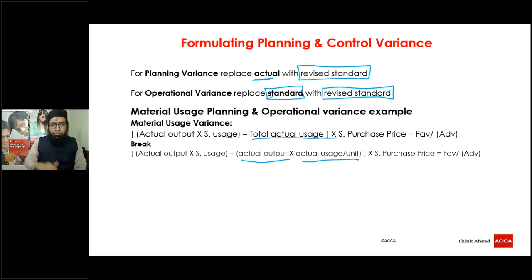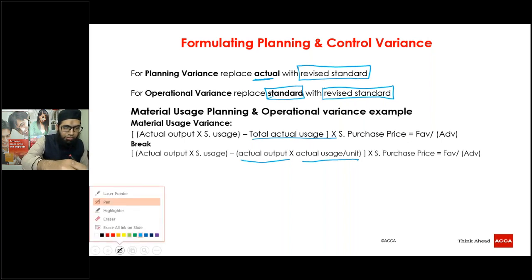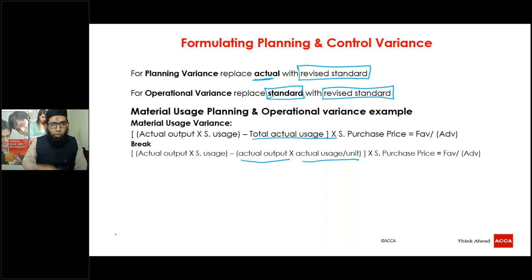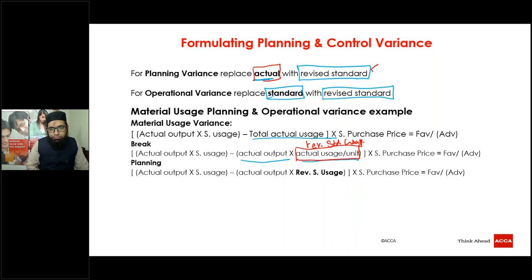Now, if we want to calculate the planning variance, what should we do? We should replace the actual with revised standard. That means in usage variance, wherever there is actual usage per unit, I will replace it with revised standard. So in the formula, if I have to calculate the planning variance, this actual usage per unit will be replaced by revised standard usage. So this is how it's done. The remaining formula will be the same simple formula.